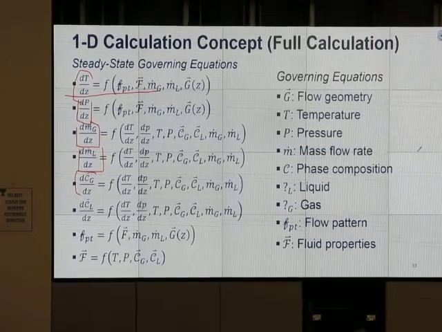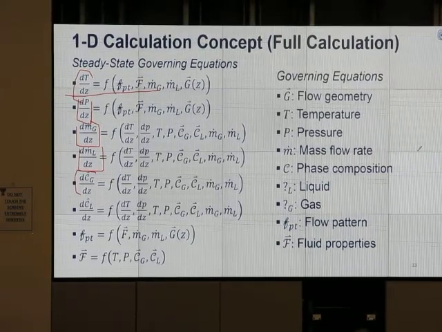It's kind of difficult. But if we have the change of the mass flow rate with length.